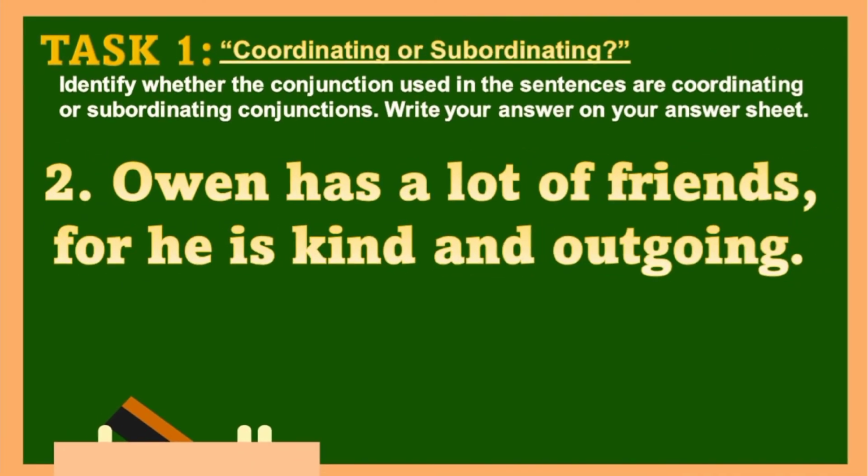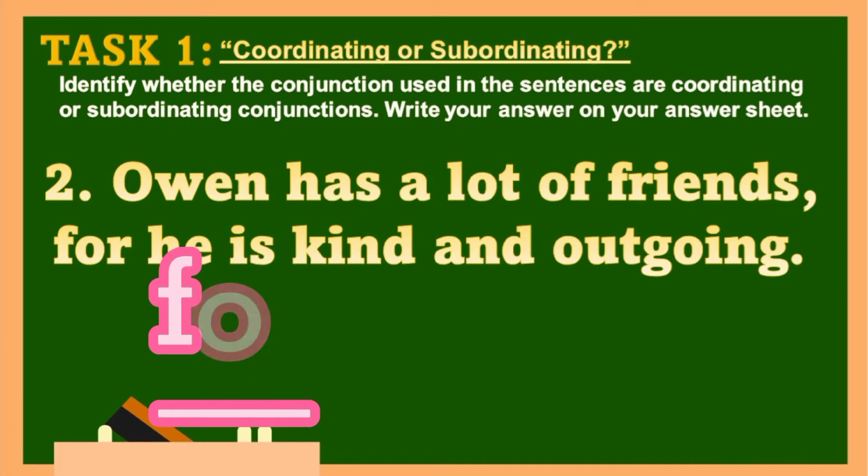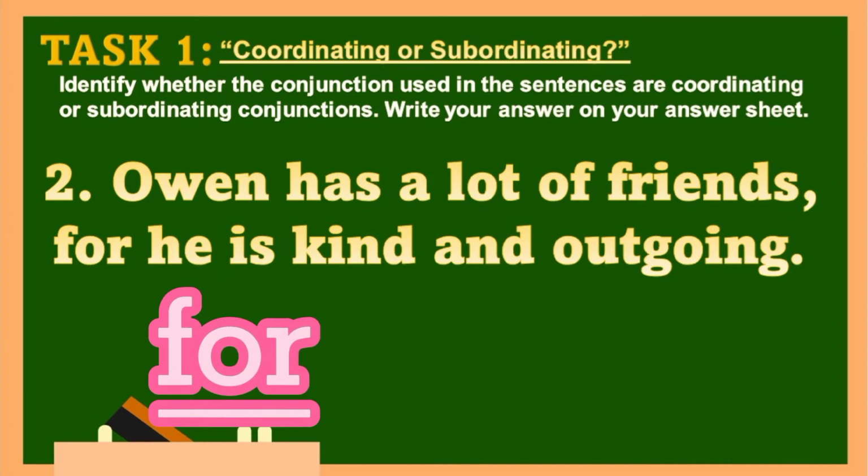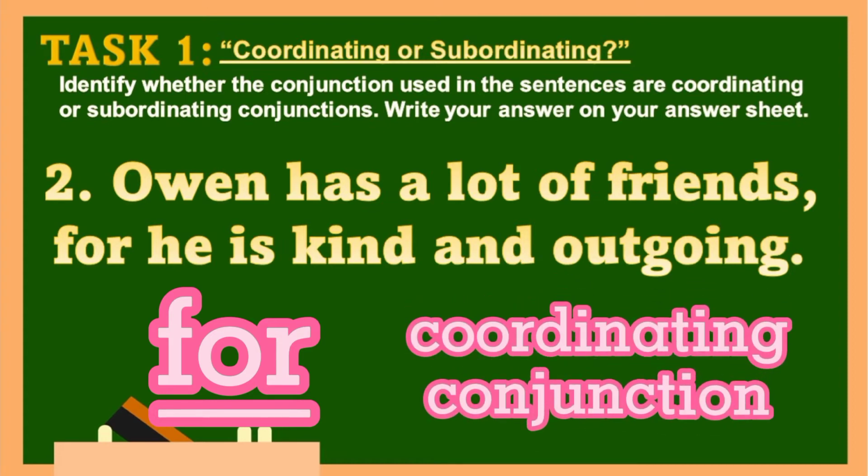Number 2. Owen has a lot of friends, for he is kind and outgoing. The conjunction is for. What kind of conjunction is it? Amazing! It's a coordinating conjunction.